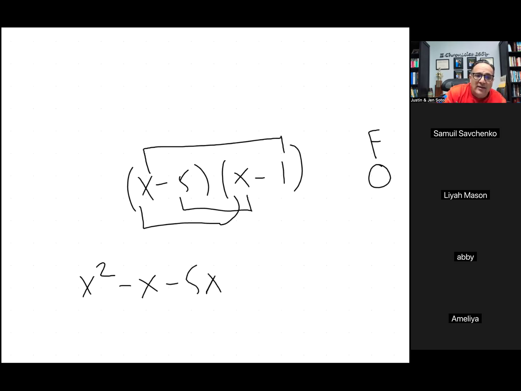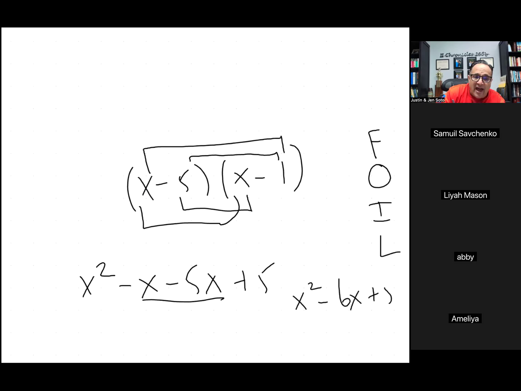And now watch though. That was the first, the outer, the inner, which is 5 and x, and now the last, which is negative 5 times a negative 1. Now watch, negative 5 times a negative 1 is a positive 5. I combine these like terms. My final answer is x squared minus 6x plus 5. That's my final answer. They put this in a parenthesis there. They have plus and negative. That's kind of dumb that they do that. But the answer is letter B. Okay.